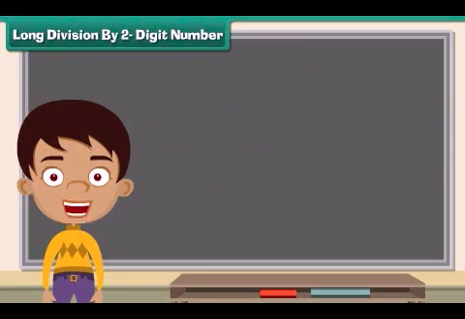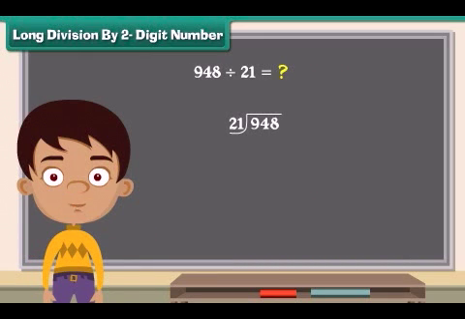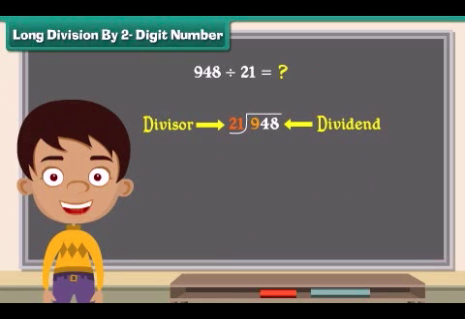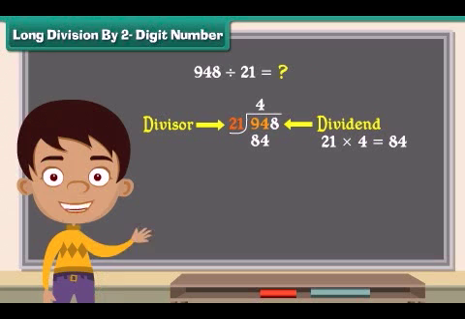Long division by a 2-digit number. Let us now learn to divide 948 by a two-digit number, 21. The number 948 is the dividend and 21 is the divisor. 9 cannot be divided by 21. So look at the first two numbers from the left in the dividend. Divide 94 by 21. 21 fours are 84. Write 4 above 94 and 84 below 94. Subtract 84 from 94 and write the answer below 84.